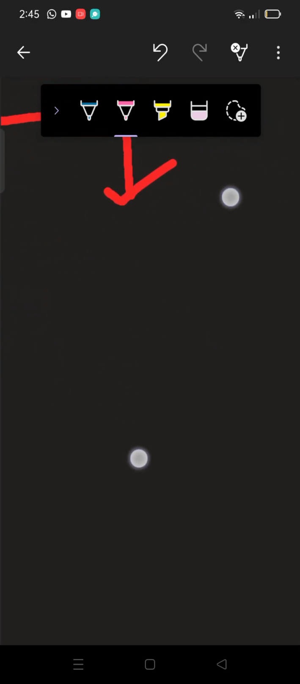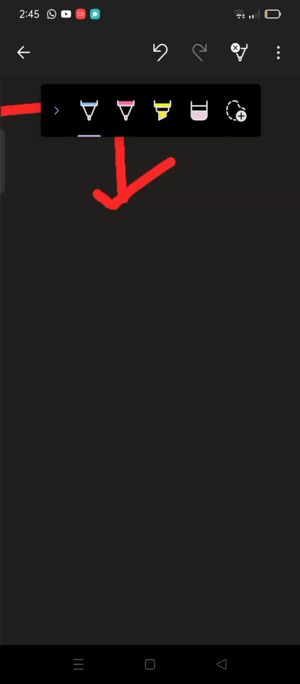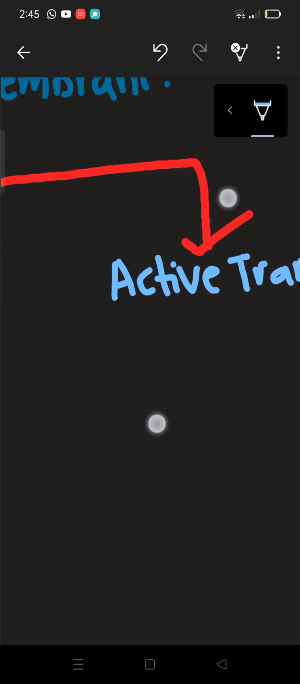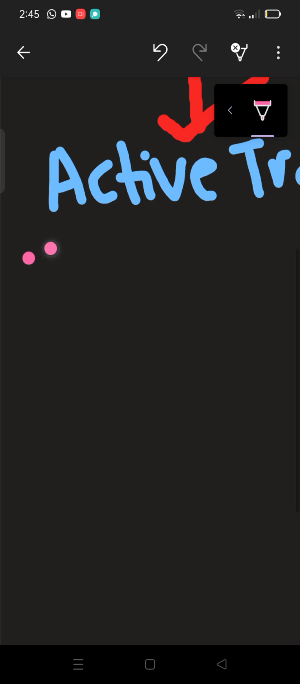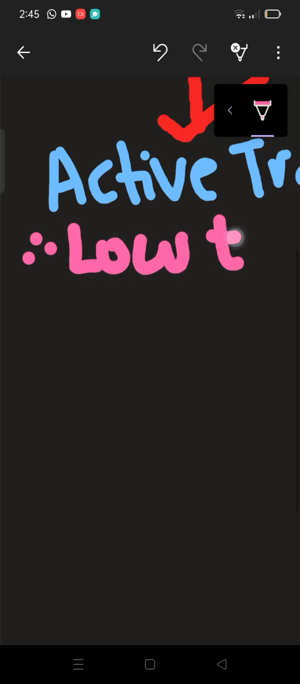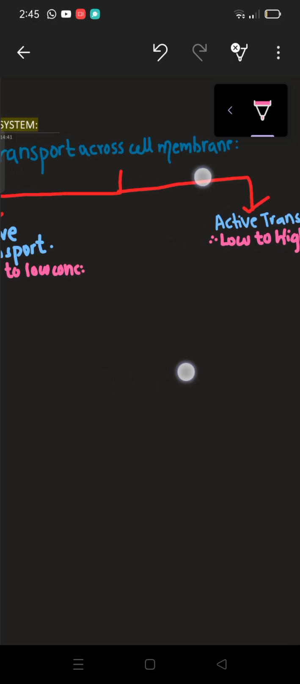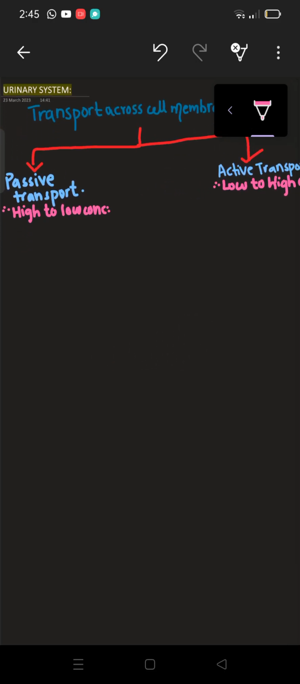Second we have active transport, in which energy is used to transport nutrients or ions across the cell membrane. Active transport, in which energy is used and the concentration gradient is low to high concentration.